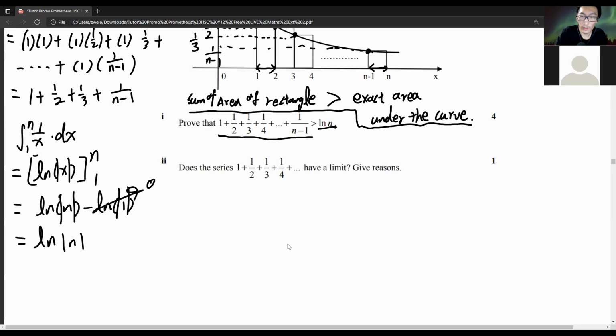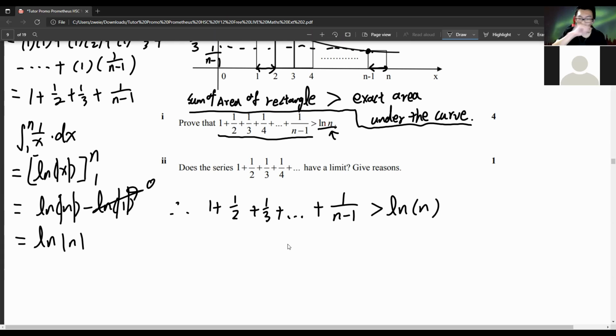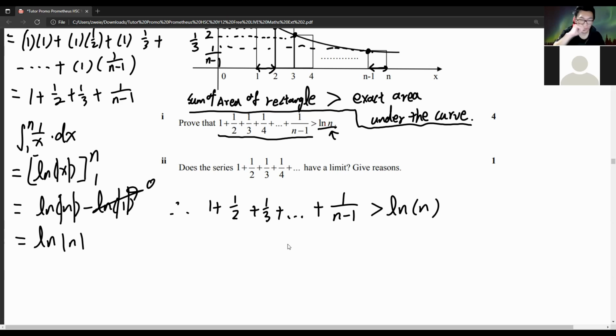But in this question, we don't have to watch out for that because they just provided a normal bracket. But still, provided that the sum of the area of the rectangles is greater than the exact area under the curve, we know that 1 plus half plus 1 on 3 plus dot dot dot, make sure you have the dot dot dot in the middle, plus 1 on n minus 1, is greater than ln n. Okay, we have proved it.